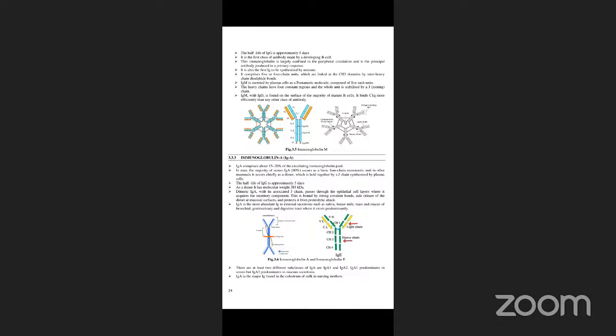Then next is IgA. IgA is around 15 to 20% of the circulating immunoglobulins, and in man it is mostly monomeric, but sometimes it can form a dimer, where 2 chains combine. Whenever the 2 chains are combined, they are held together by a J chain. Its half-life is 5 days. Then this dimeric IgA passes through the endothelial cells present in the blood vessels and these tissues. It acquires secretory components.